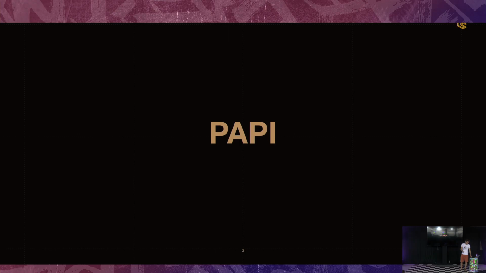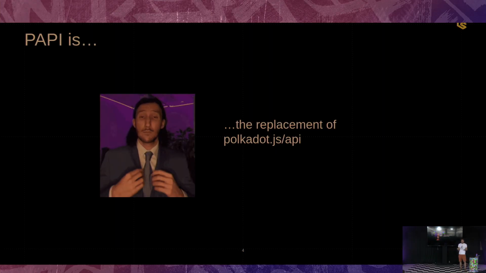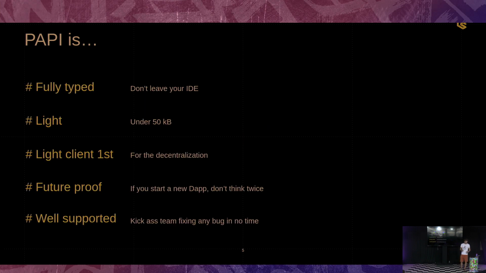So PAPI is the replacement of the Polkadot.js API. It's as simple as this, and that's why I want you to learn a bit about it and just come with me on this journey. So first of all, PAPI is fully typed, and I will show you what a breeze it is to use, just thanks to this full typing, right? It's extremely light, unlike Polkadot.js API, which has like millions of dependencies. It's client first. I will not talk much about it, but it's for decentralization.